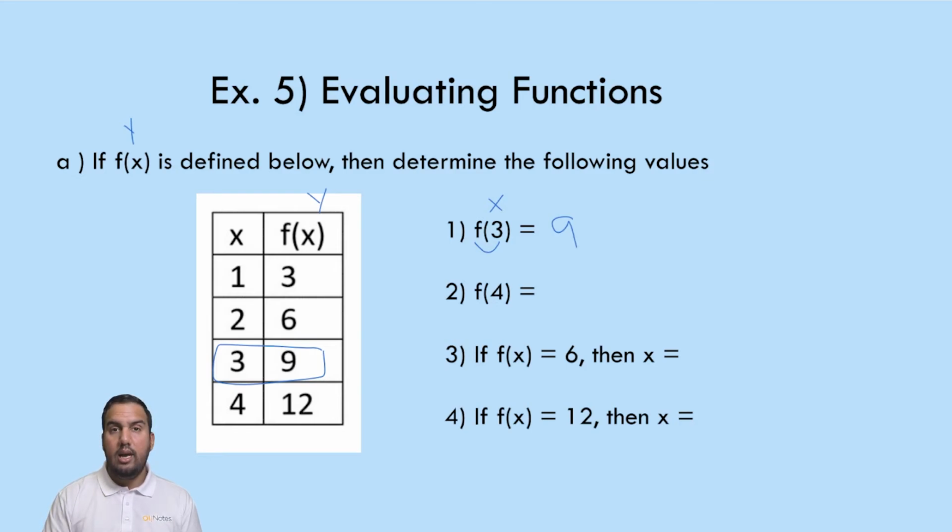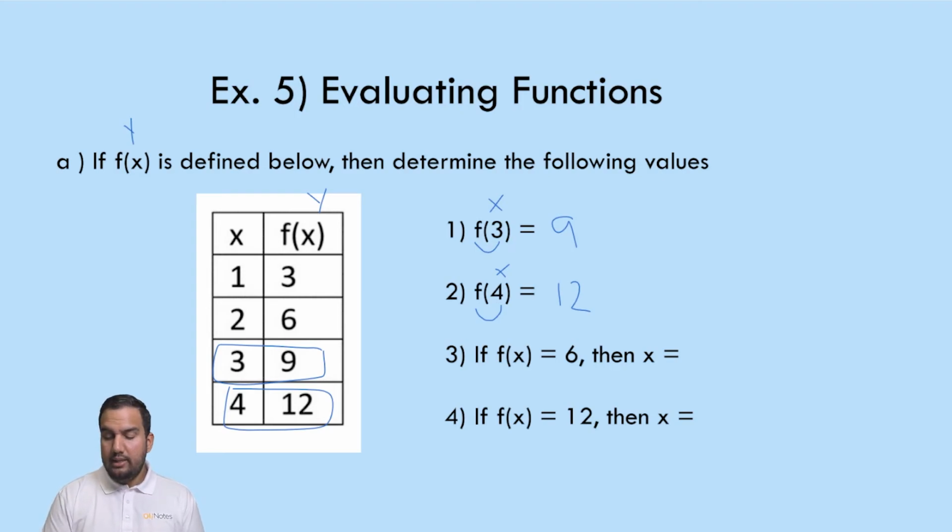Let's try the next one. F of 4. 4 represents what letter? 4 represents the x. I'm plugging 4 into what equation? The f. So when I plug in 4 into f, what's my y? What do you notice? 4 comma 12. So what's my answer? 12. Again, every time you see f, they want you to find the y because f is y. They give you the x so that you can find the y.